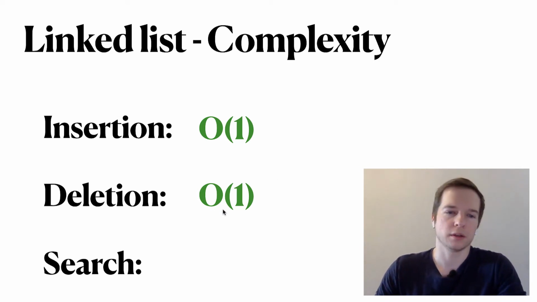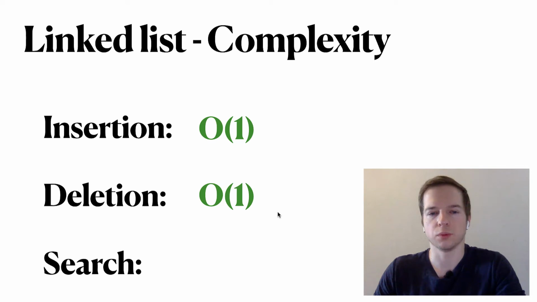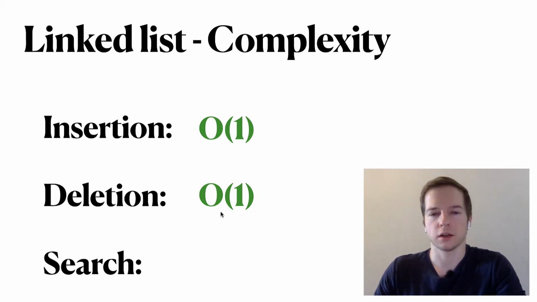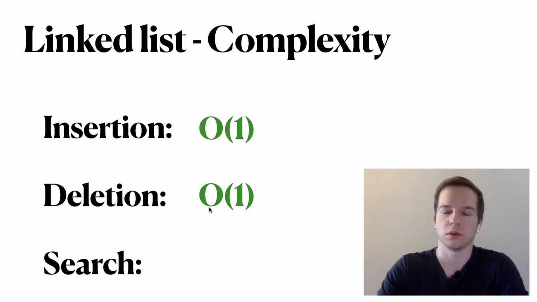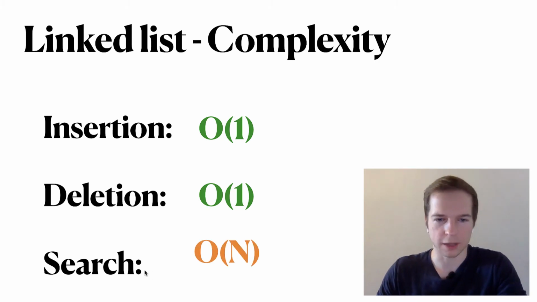Deletion, the same thing. If we would just have a node to delete, then we can do it, but that's not that obvious. For example, we need a previous node to point to the next one, so usually it's specified as a big O of 1, but we can argue with this, I think. Sometimes it can require the full search in the array, so it will be big O of n.